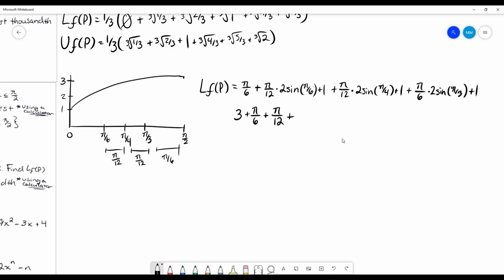Next, we've got pi over 12 times 2 sine pi over 4. Well, sine of pi over 4 is square root of 2 over 2, times 2 times pi over 12 is this.